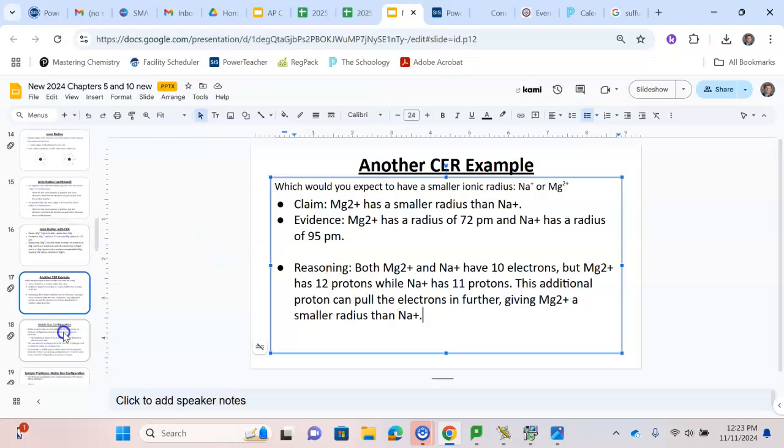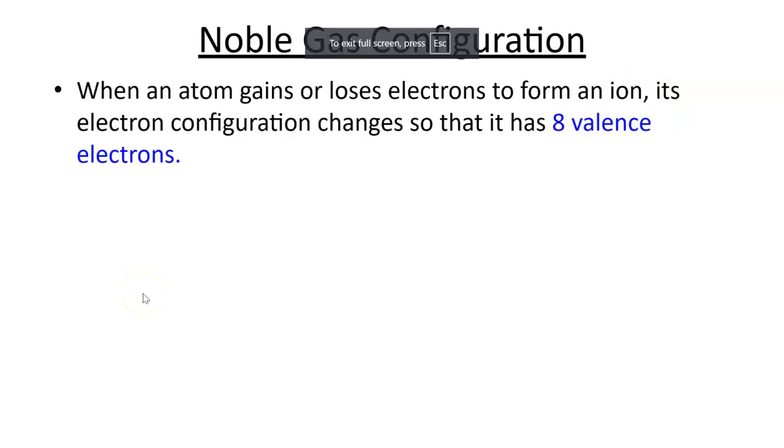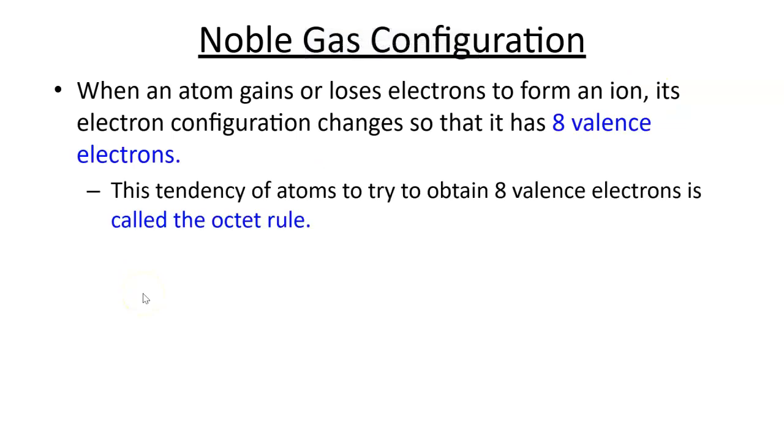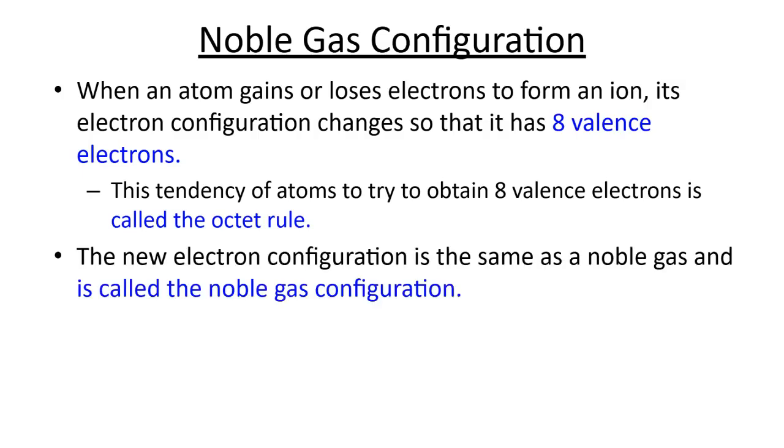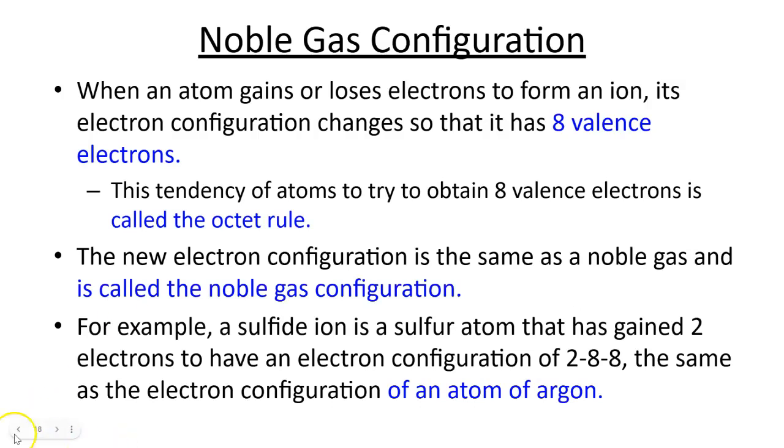That would be a pretty good reasoning example for this one. One other thing we want to talk about with ions is something called their noble gas configuration. So, oftentimes when an atom loses an electron or gains an electron, we tend to talk about what noble gas has the same electron configuration. So, for example, when sulfur is originally 2, 8, 6, but when it gains 2 electrons to become 2, 8, 8, we say that it has the same electron configuration as argon. So therefore, a sulfide ion, 2, 8, 8, has the same noble gas configuration as argon.